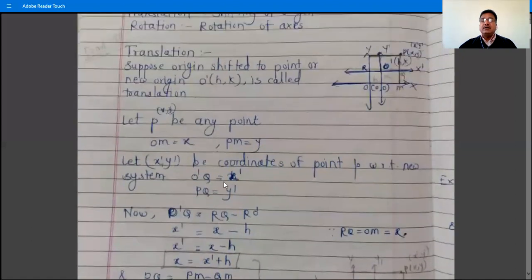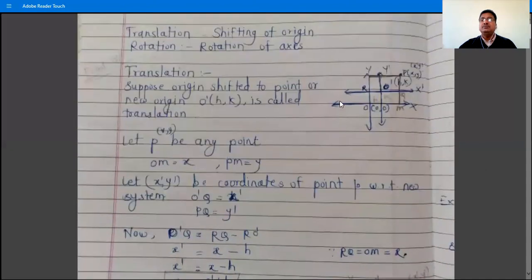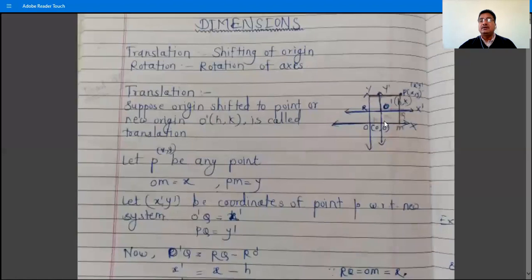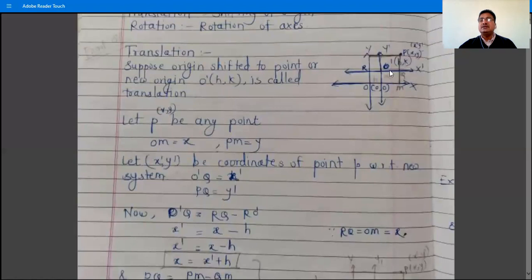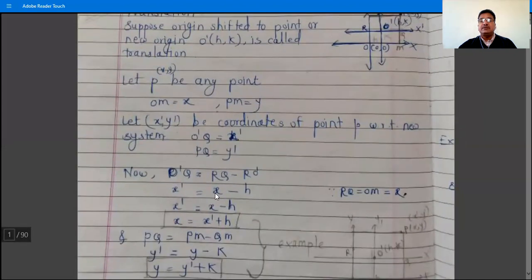So O dash Q is x dash. So x dash is equal to... OM and RQ are both the same. OM is x, so RQ is x, minus this RO dash. This distance RO dash is, suppose, H. So what do we have? X dash is equal to x minus H.